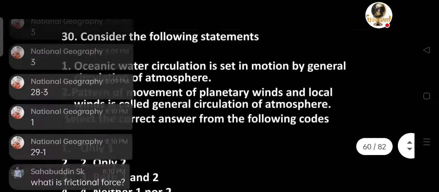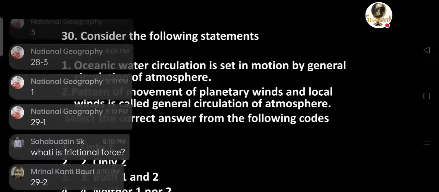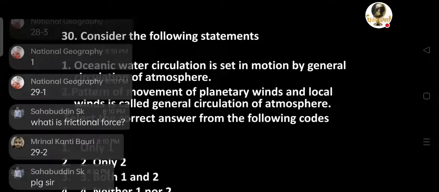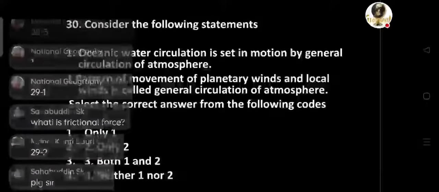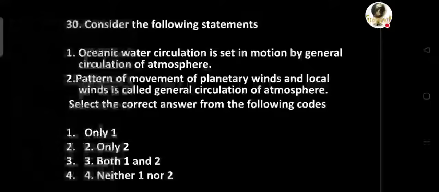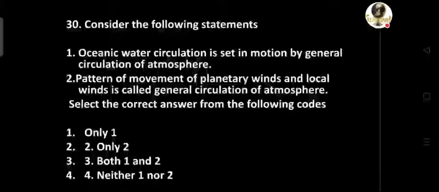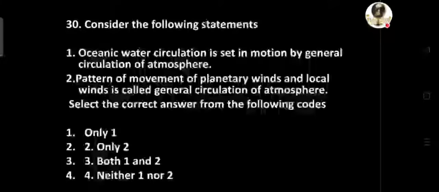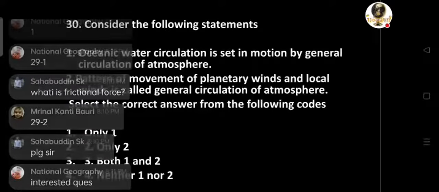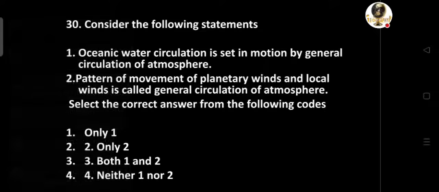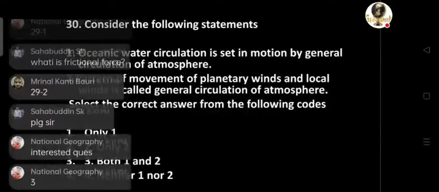Consider the following statements. Statement oriented question. Once again, there are two statements. Number 1, the oceanic water circulation is set in motion by the general circulation of the atmosphere, and number 2, the pattern of movement of planetary winds and the local winds is called the general circulation of the atmosphere. Select the correct answer from the following codes: only 1, only 2, both 1 and 2, and neither 1 nor 2. So very interesting question for you.